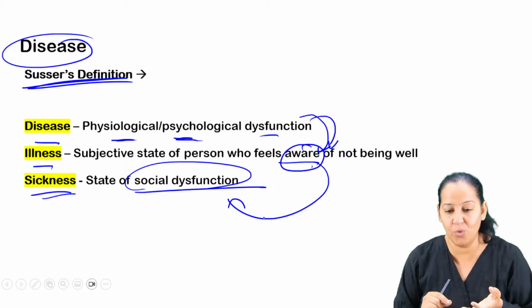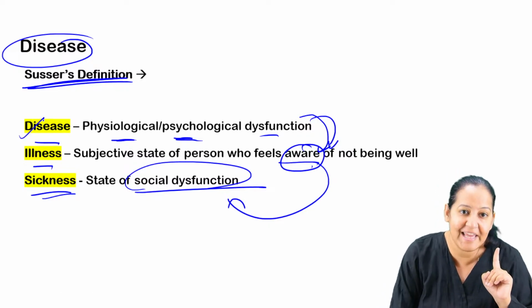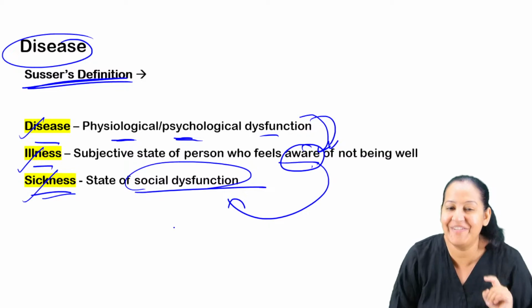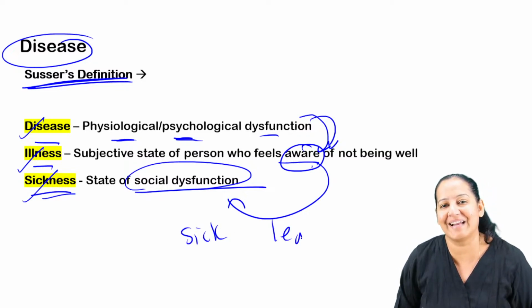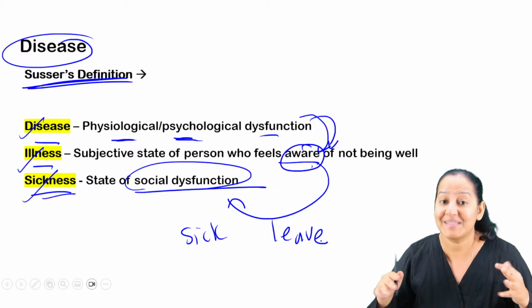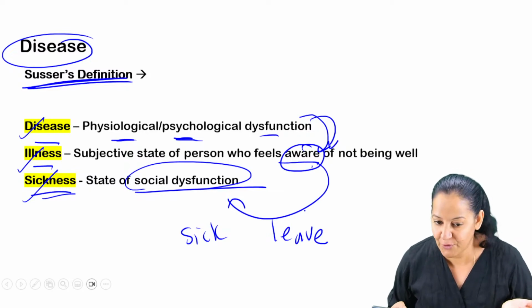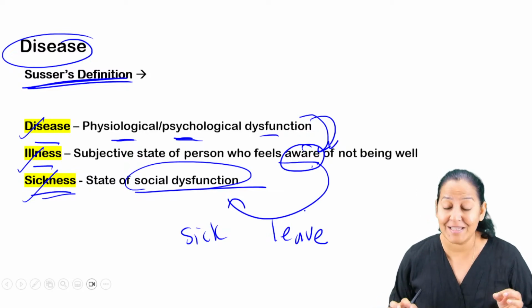In your school time, what did you write to your school teacher or principal? You write a disease leave, illness leave, or sick leave. We always used to write sick leave, that I am sick, so that's why I will be on leave from this date to this date. Sick leave means I am ill, that's why I am unable to perform my responsibility for the next few days and I will be on leave. So that is social dysfunction.